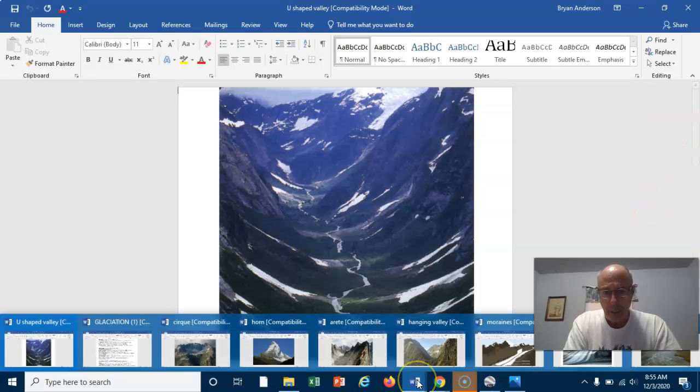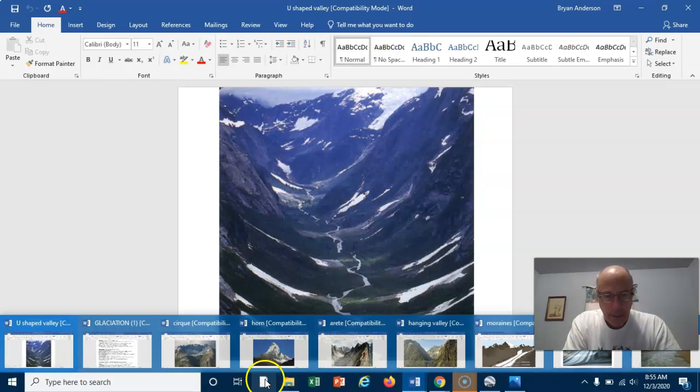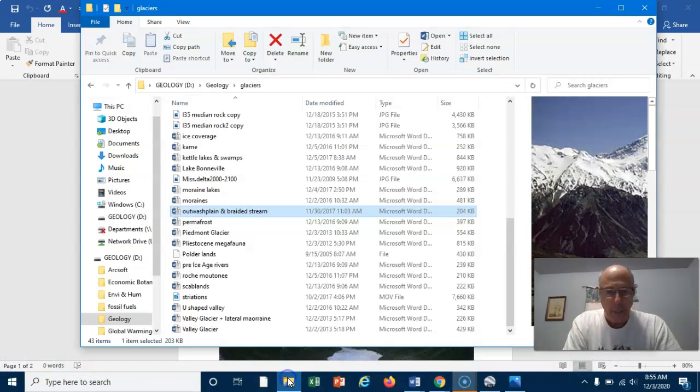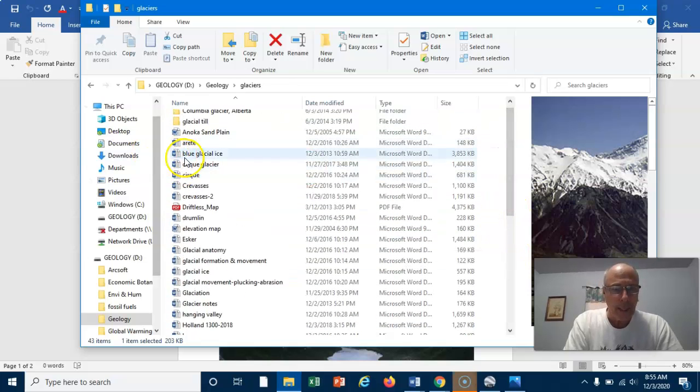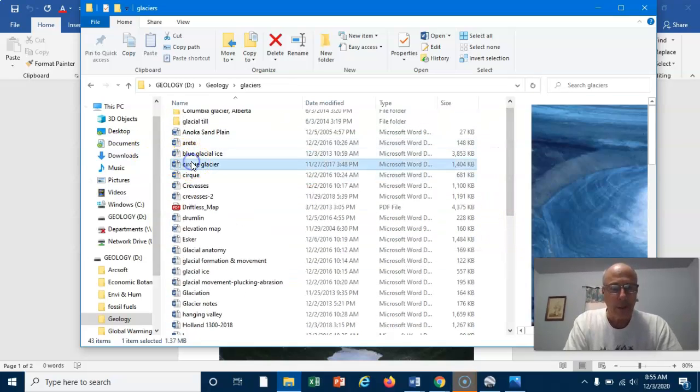If you remember previously, I had a cirque glacier. Did I have a picture of that yet? I guess I'll pull that up here. We were talking about alpine glaciers, and I said a cirque glacier was one example of an alpine glacier.